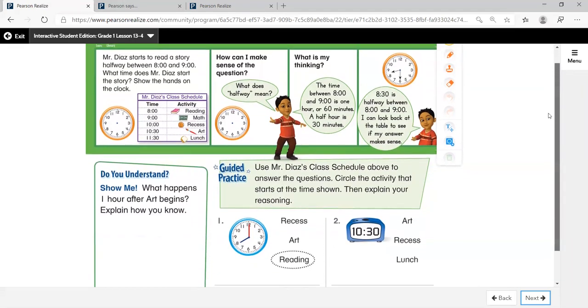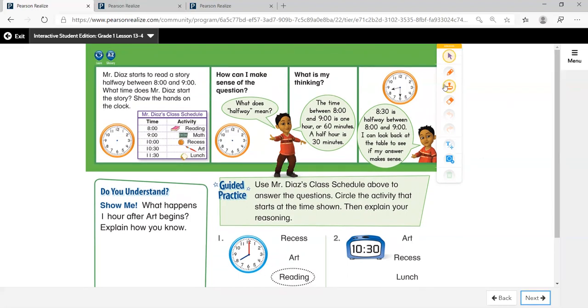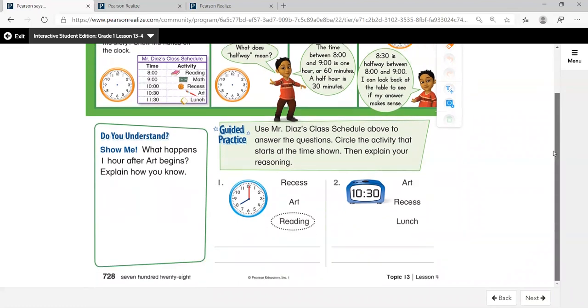Now let's take a look at numbers 1 and 2. It says use Mr. Diaz's class schedule above, which is in this purple chart, to answer the questions. Circle the activity that starts at the time shown and explain your reasoning. Well, number 1, I see that they're showing me a round clock. So first, I have to figure out what time the clock shows. And if I were to write this for a digital time, I would look first at my short hand, which points to the 8. So I know the hour is 8.